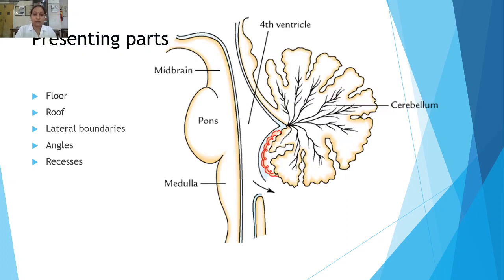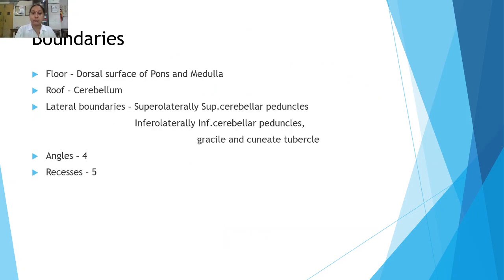To study the fourth ventricle, the parts are: the floor, formed by the dorsal surface of the pons in its upper half and the dorsal surface of the medulla in its lower half; the roof, formed by the ventral surface of the cerebellum, the white matter of the cerebellum; four lateral boundaries, two superolateral and two inferolateral; four angles, superior, inferior and two lateral angles; and five recesses. Under these headings we are going to discuss the fourth ventricle. We'll see each part one by one.